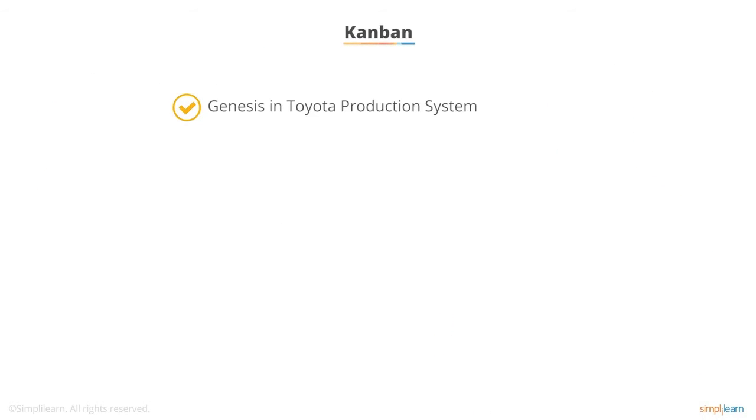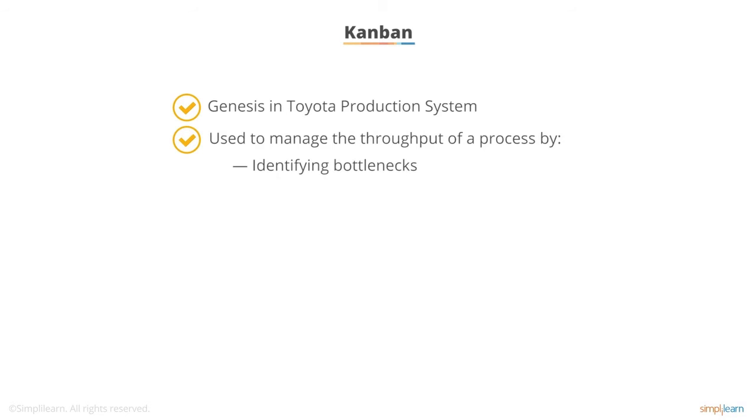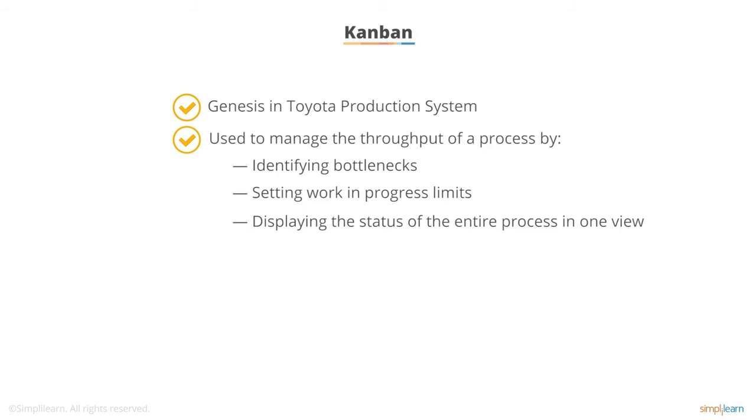Kanban also has its genesis in the Toyota production system. Kanban, a Japanese term for signal board, is used to manage the throughput of processes by identifying bottlenecks, setting work in progress limits, and displaying the status of the entire process in one view. In a Kanban board, the value chain, or the steps in the process, are represented by columns. And as capacity is available, or the need arises, items are pulled from the left to the right across the columns in a just-in-time manner.